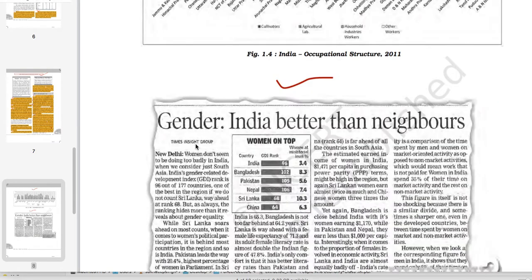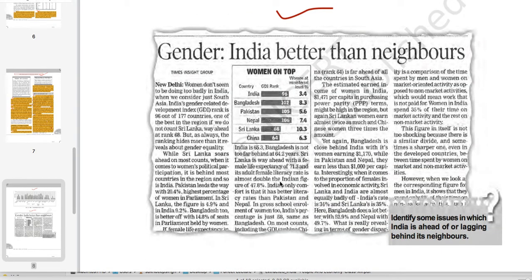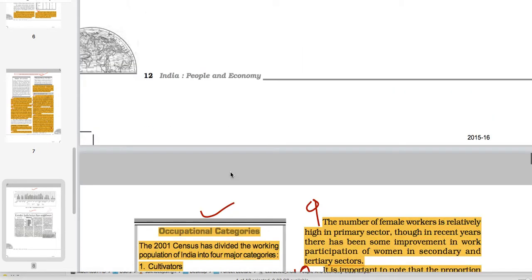So go through this and read this passage also carefully and try to find out which type of issues are discussed in this passage. This question comes under 3 marks. They'll give you this whole cutting of the newspaper, and they'll ask you different types of questions related to this. So go through this carefully.